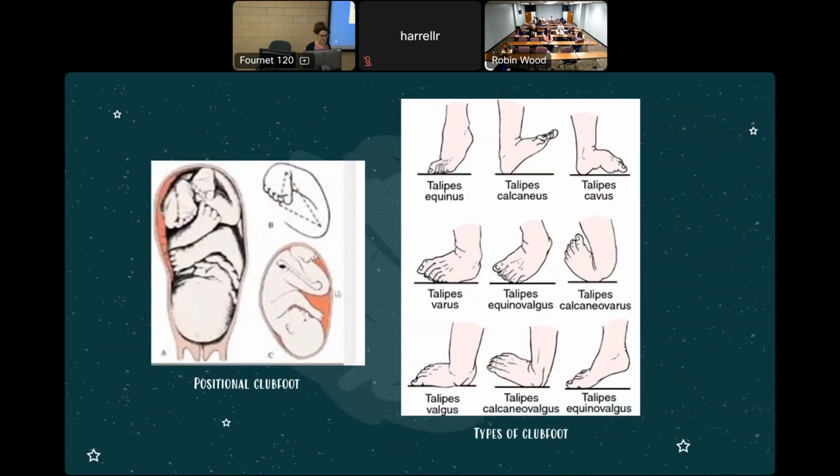So you can see just positional clubfoot. Term baby, we're running out of room. Things are kept in very strange angles. And so things don't just pop right back to the way they're supposed to after delivery. Sometimes it takes a little time. And then all the different types of clubfoot.